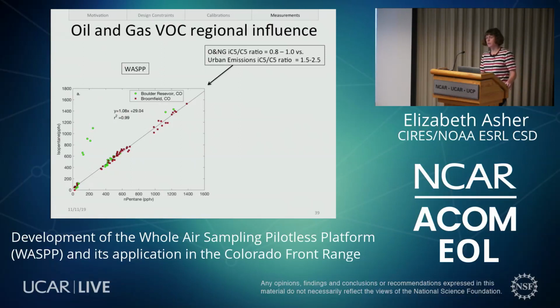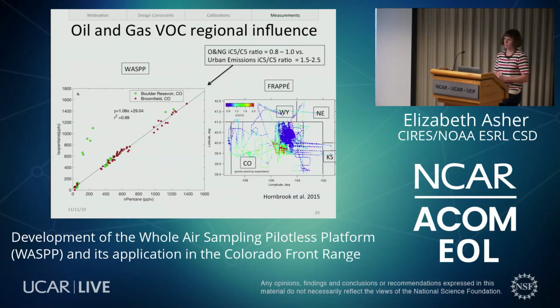We also found that we could use these VOC mixing ratios, as many other people have done before us, to look at different sources of pollution. In this case, I'm showing a plot of isopentane versus n-pentane, and this ratio can denote the influence of oil and natural gas or of urban emissions. This is relatively consistent with the FRAPPE study. This is a plot from a presentation that Becky Hornbrook did in 2015, showing that the Denver suburbs, like Broomfield, are really at the intersection of influences of oil and gas and urban emissions. And that's largely what we're seeing here. I should note that the outliers we have, those green samples, are some of our Boulder Reservoir samples. And so they're potentially less influenced, it looks like, or less tied to the same influences.